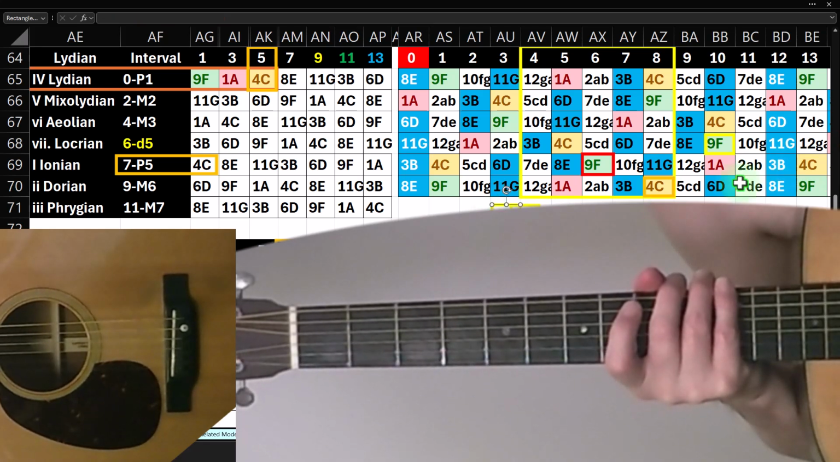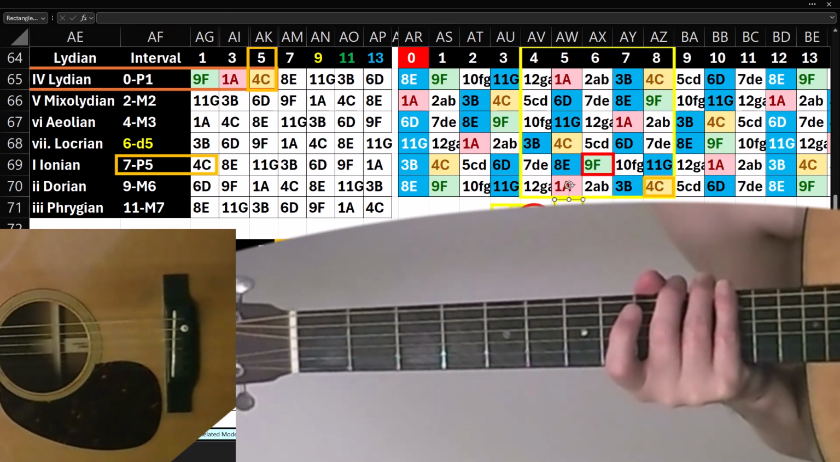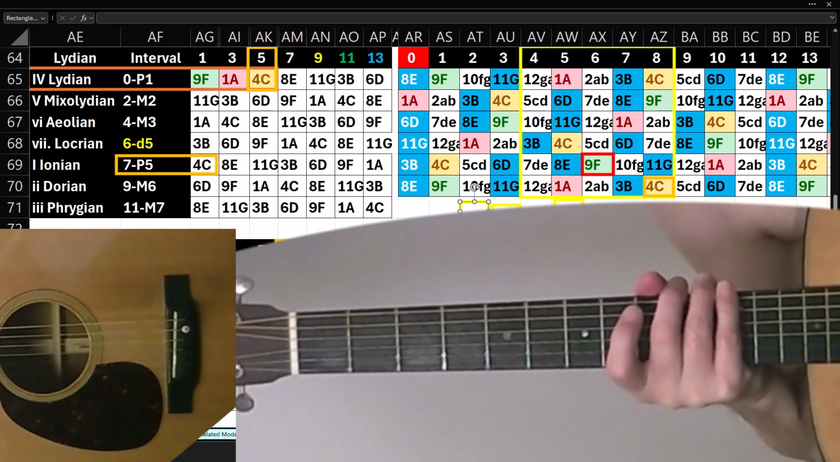All right, so now we're going to go to the next one. We'll try to crank these out because I'm going to try to get to the last 2 here.